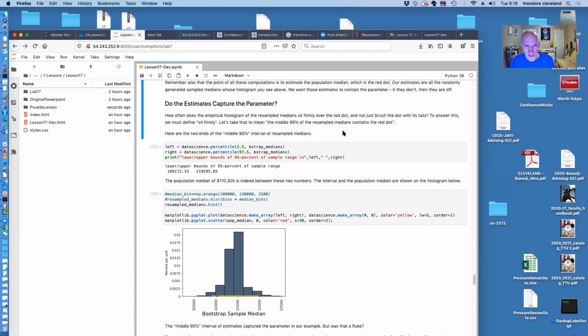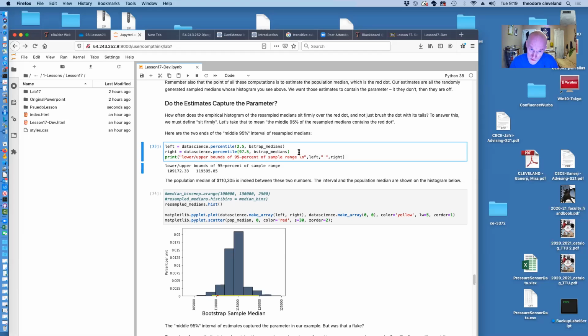So the two ends of the 95% can be determined by using our percentile function. We'll take the 2.5 percentile and the 97.5 percentile of the bootstrapped medians, and we'll just print them. So the 95 percent interval estimate of the median of the original population is 103,700 to 115,100. So we have a 95% probability that the true value lies within that. And in this particular instance, the 110,000 indeed lies within that interval.